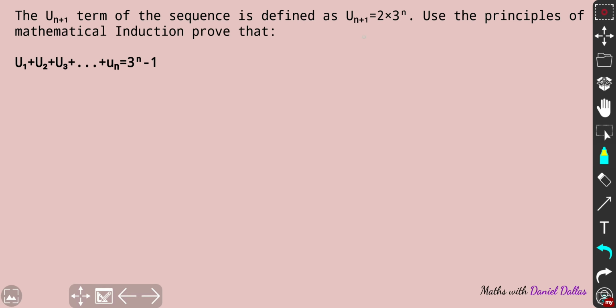So here you're given n plus 1 term. I'm not satisfied with that one, so I can also rewrite it in the way un equals 2 times 3 to the power n minus 1.